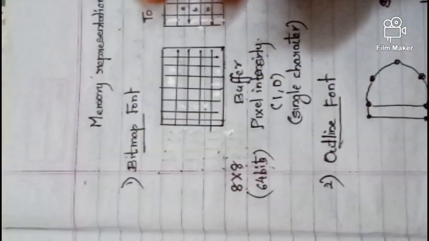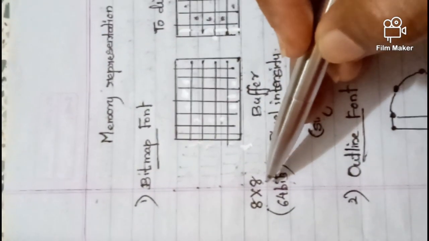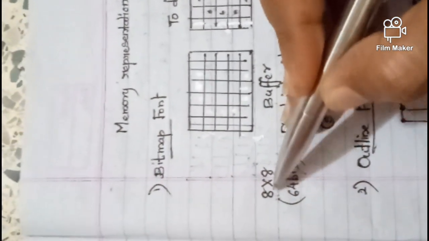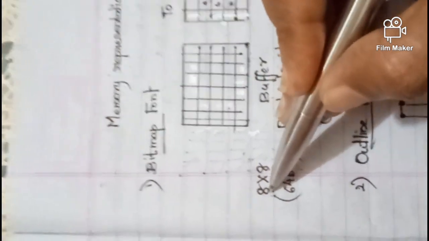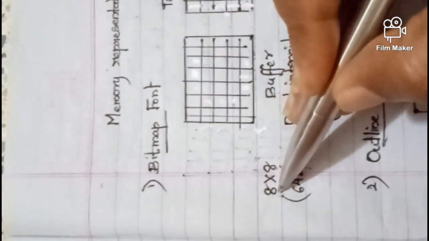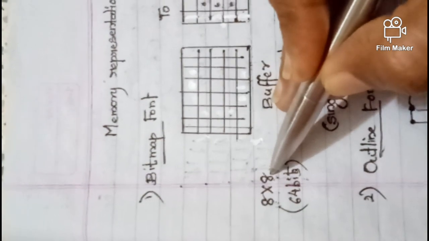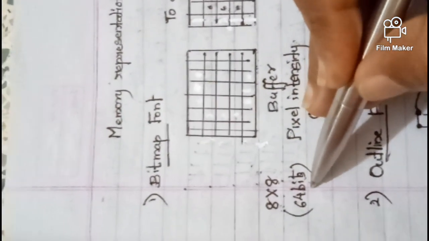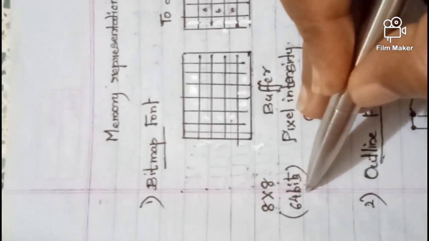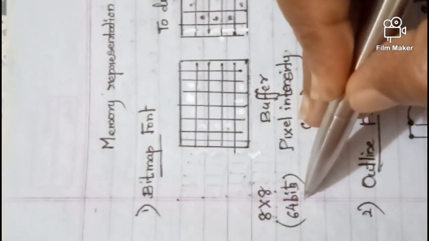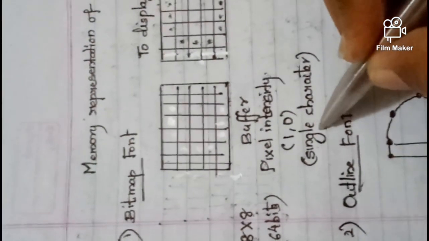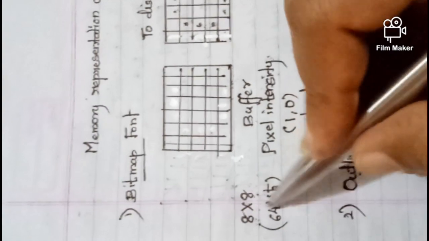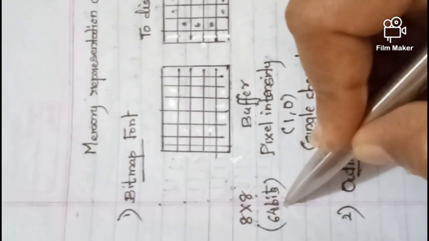Okay, now let me talk about the size of this buffer. This buffer is an 8 by 8 buffer. 8 by 8 means there are 8 rows and in each row there are 8 columns. So altogether this buffer can store 64 bits. So what does this mean? To represent just a single character, 64 bits are needed.